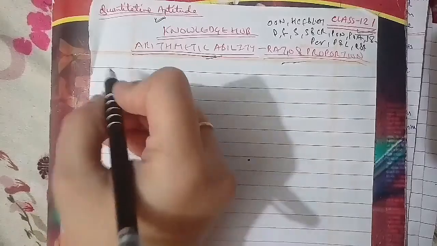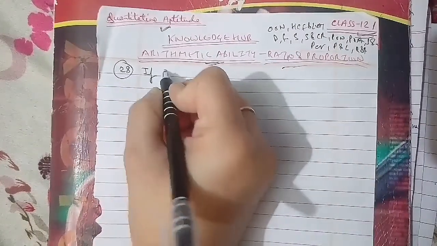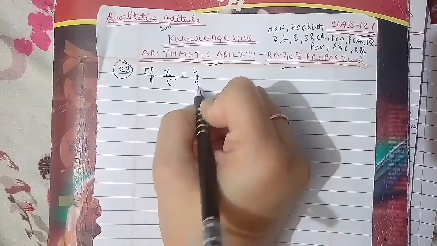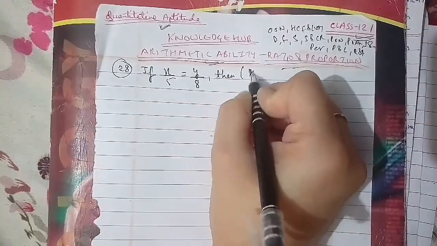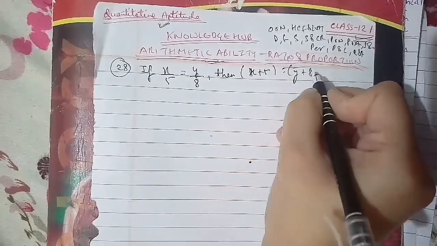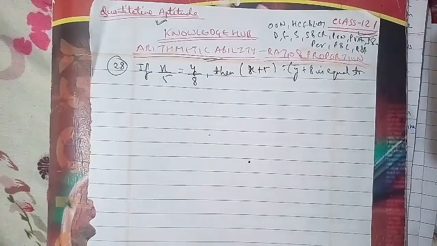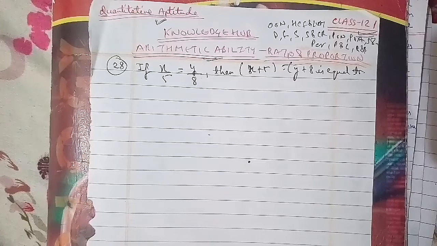We go for the same, that is question 28. If x upon 5 equals y upon 8, then x plus 5 ratio y plus 8 is equal to, the options are 3 ratio 5, 13 ratio 8, 8 ratio 5 and 5 ratio 8. Let's find it out.